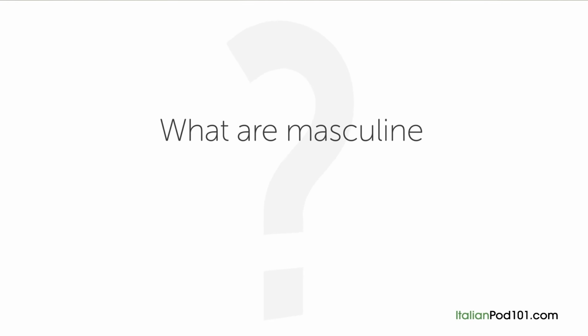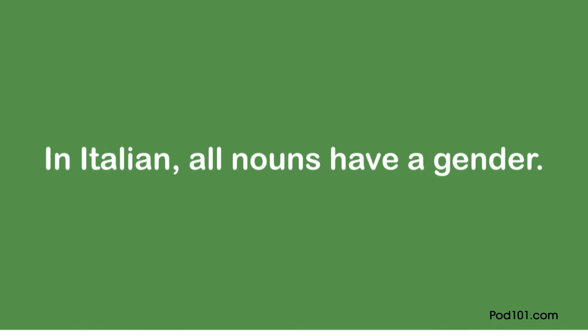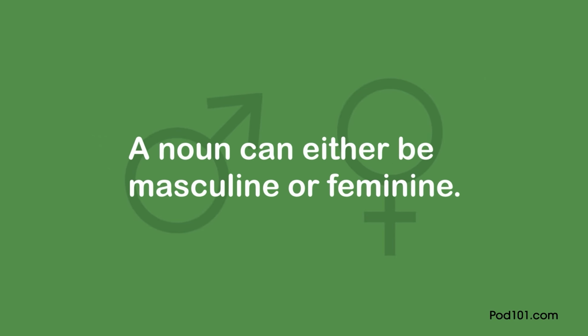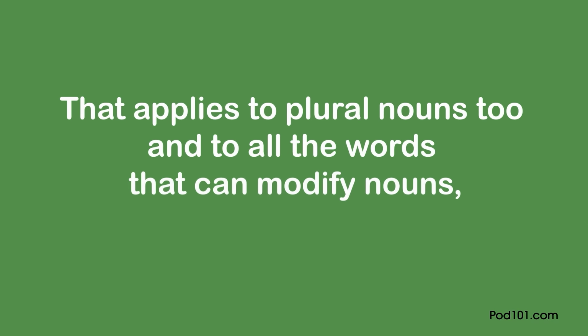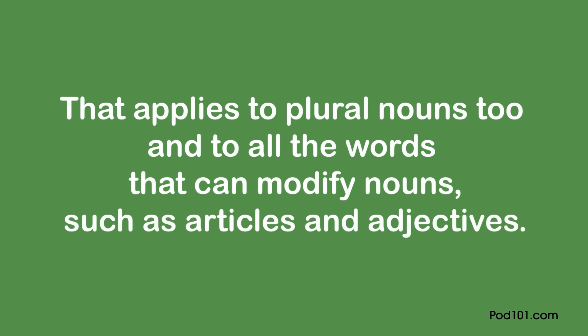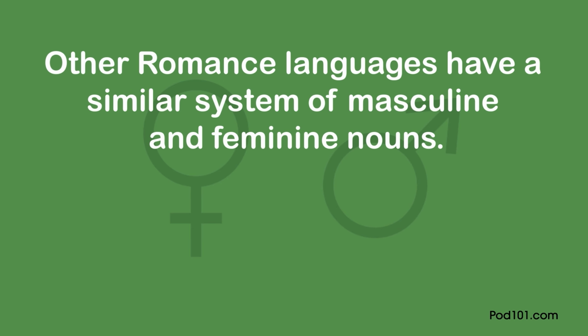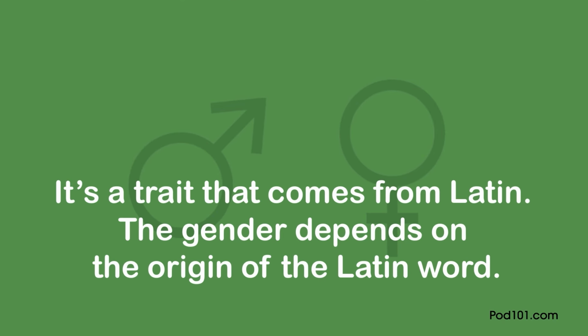The question for this lesson is, what are masculine and feminine nouns and how are they different? In Italian, all nouns have a gender. A noun can either be masculine or feminine. That applies to plural nouns too, and to all the words that can modify nouns, such as articles and adjectives. Other Romance languages have a similar system of masculine and feminine nouns. It's a trait that comes from Latin.